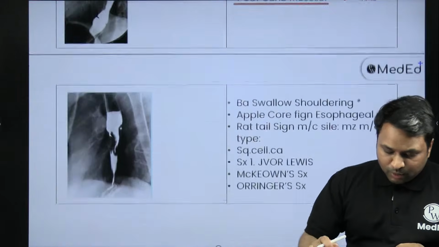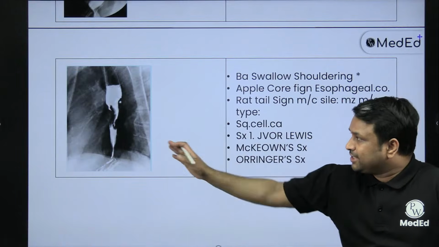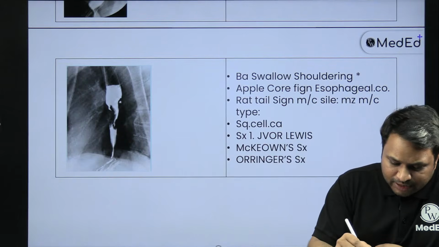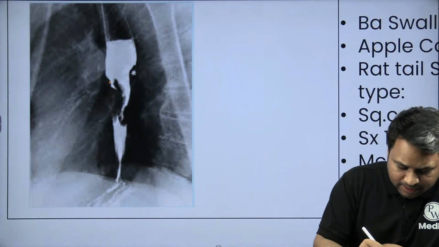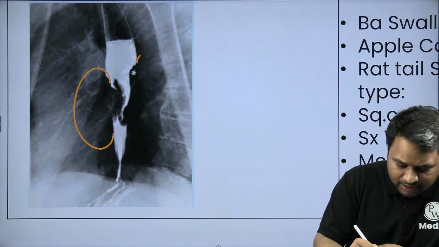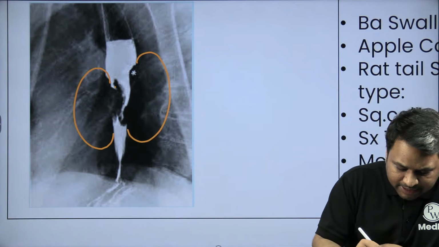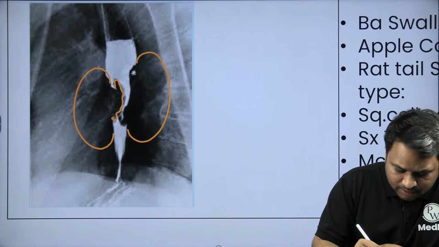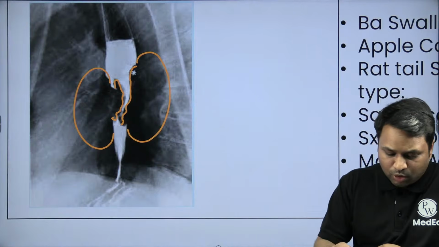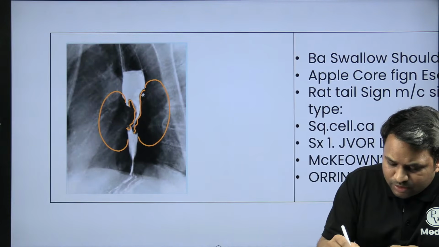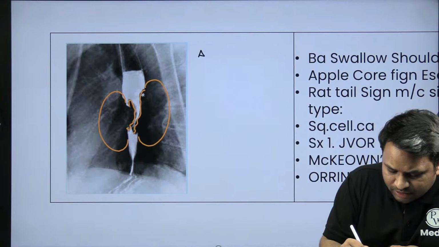Now, what is this spotter? When you look at this spotter, it is again a beautiful analogy, where you can see that this is the apple, and somebody has eaten the apple and thrown the core out. So this is what we call the apple core sign. Now I hope everybody knows that the apple core sign is seen in the esophagus.